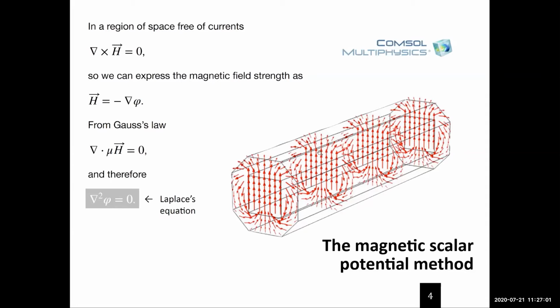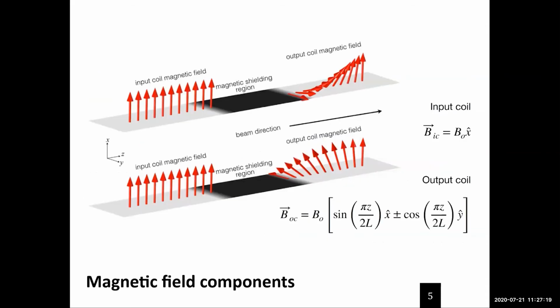Then once we have the winding patterns, we can validate our coil and use Biot-Savart, also using COMSOL Multiphysics, to verify that this produces the desired magnetic field. I will show you that in a moment.